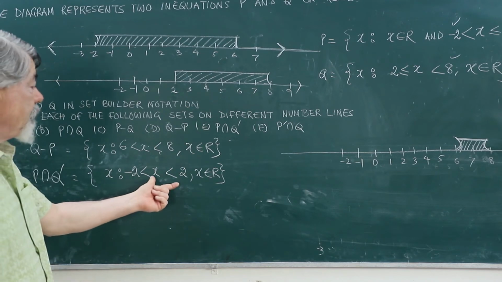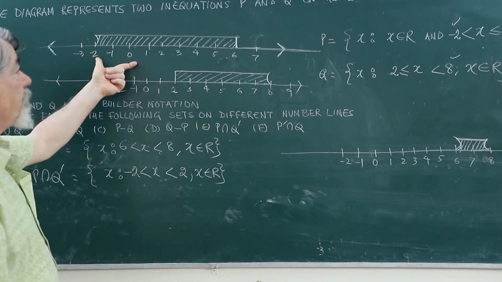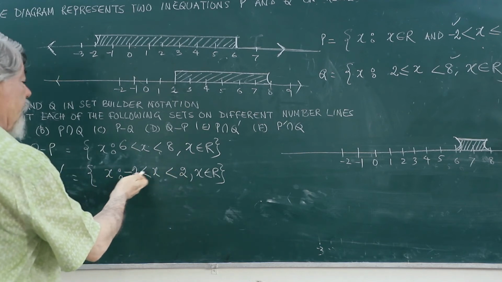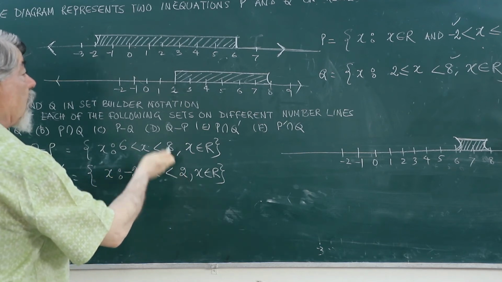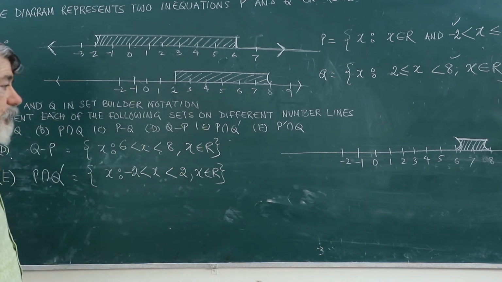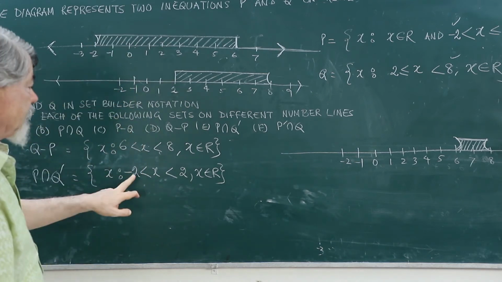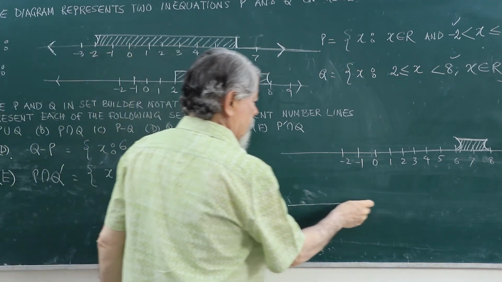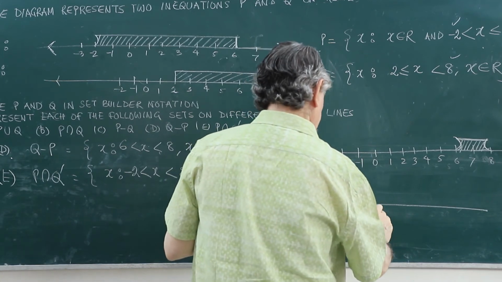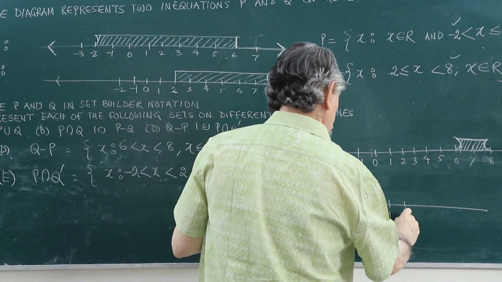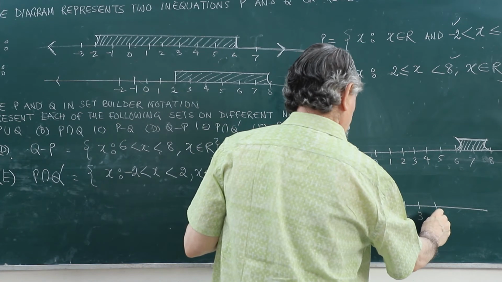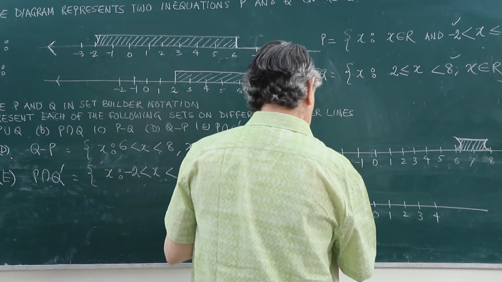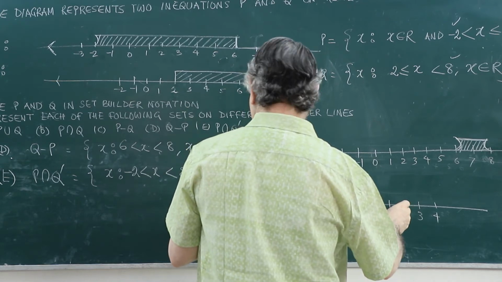These are the only elements which will be elements of P, and of course these will be elements of Q dash, because these elements don't belong to Q. So the common elements are -2 to 2. So let us write. -2 to 2.